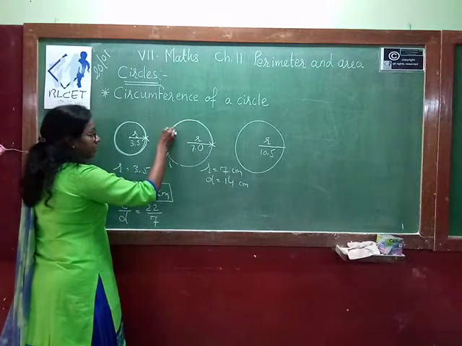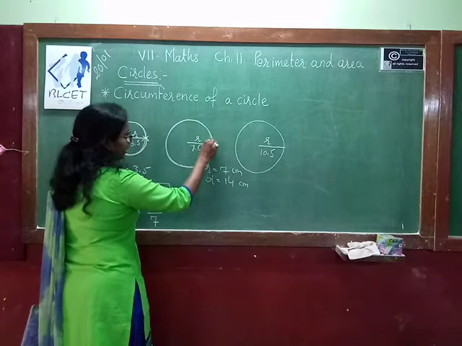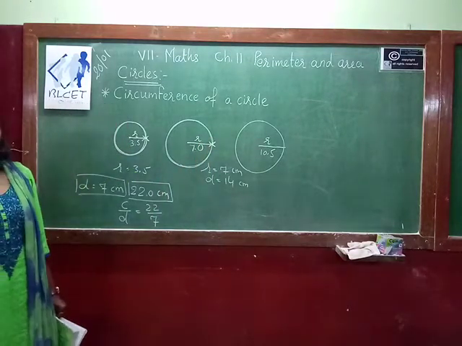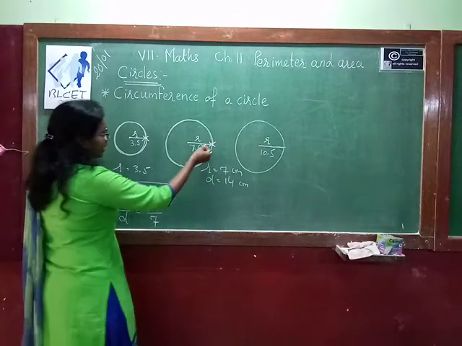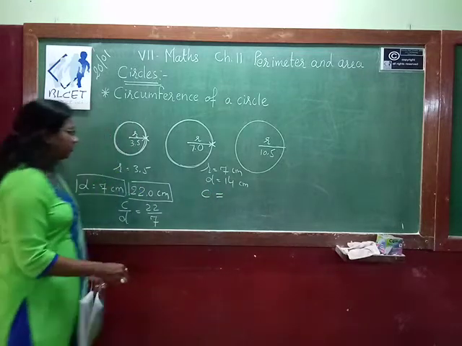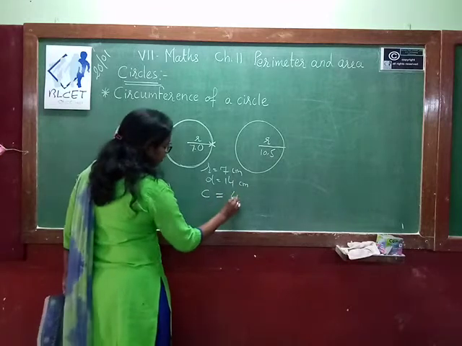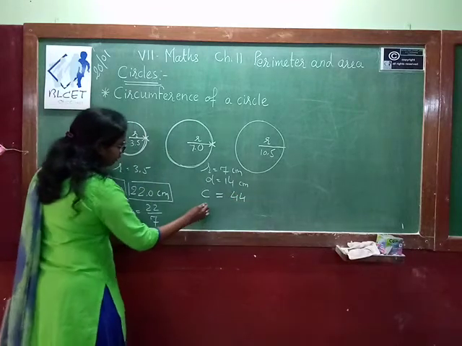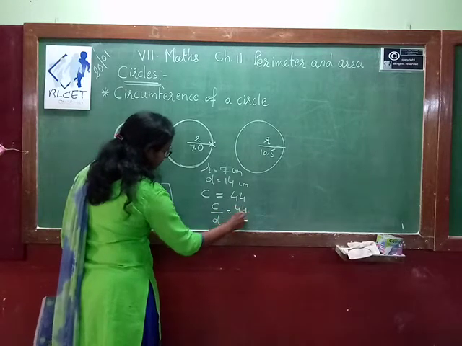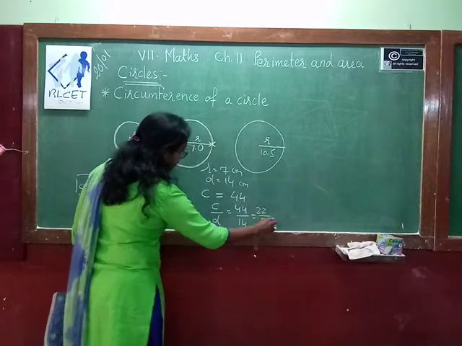Same process, you have to take a string. Just keep your string on this boundary till you are getting the end points. Again, take out the string. With the help of scale you can measure the total length of the boundary. Then what is that? It is the circumference. Now it is 44. Again you find the ratio of C divided by D. So that is equal to 44 divided by 14. What is the answer? 22 divided by 7.